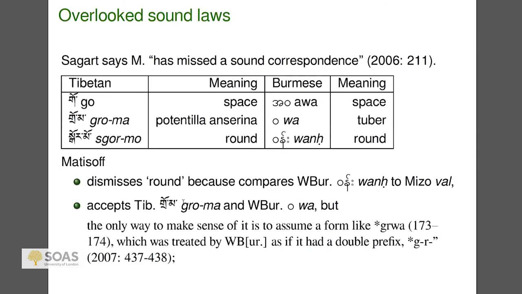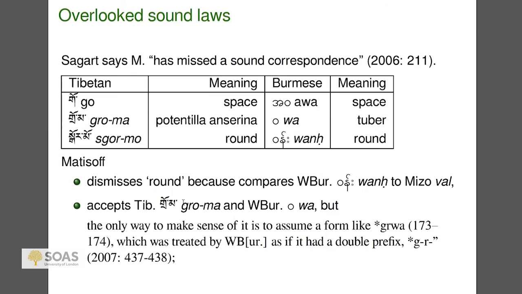So Matisoff dismisses this one because he prefers to compare wan in Burmese to val in Mizo, and I don't even quite know what his logic is, but anyhow, that's what he says. I guess it's that he thinks it should be an L final and not an R final in Tibetan, but it's not totally clear. And then he accepts the comparison of groma, which is some kind of root vegetable, to wa in Burmese. But this is what he says.